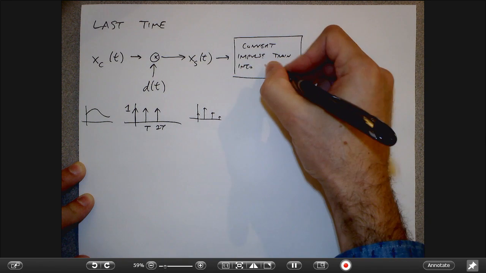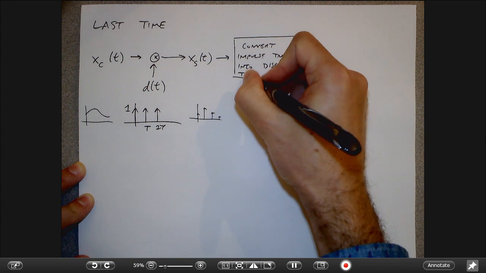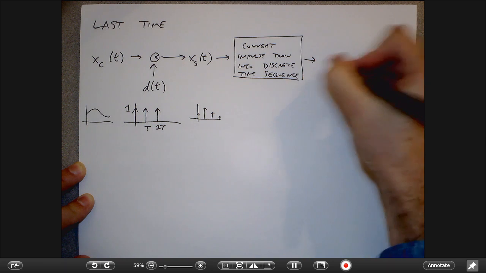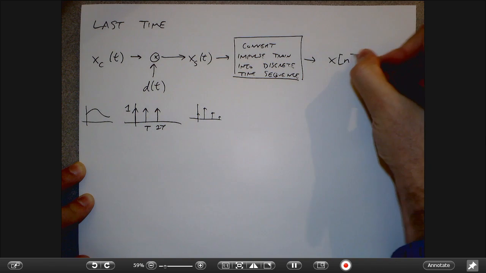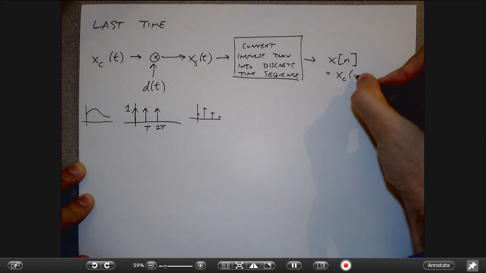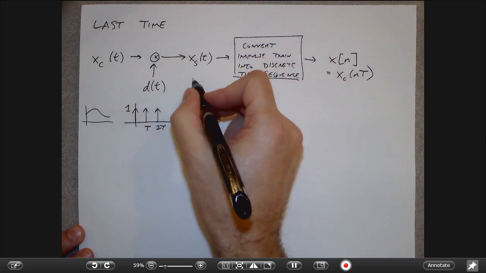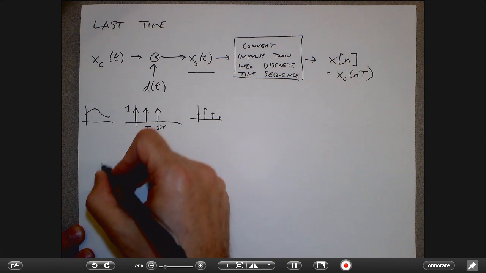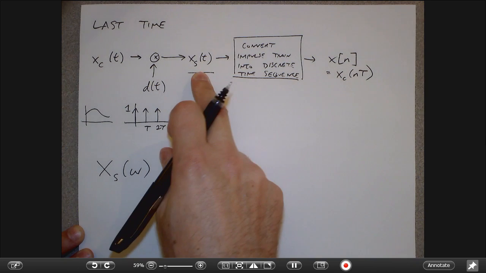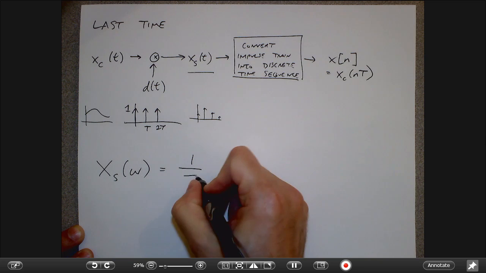into discrete time. And that would produce my discrete time signal, which is really, under the hood, taking every Tth sample of the continuous time signal. And we showed that the Fourier transform of this impulse train sampled signal was equal to this formula.